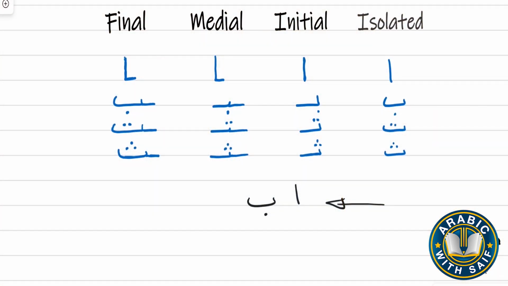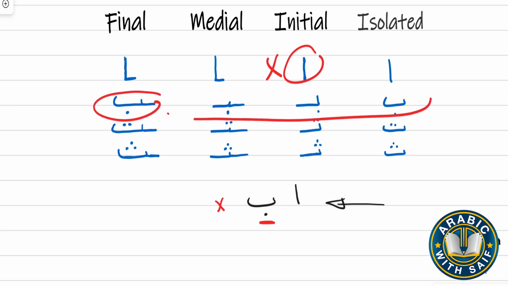Let's connect these two letters, Alif and Ba. We cannot connect them. Why? Alif, if in the beginning of a word, is not allowed to connect any letter after it. So letter Ba, final form will change to be the isolated form because it cannot be connected to letter Alif before it. And this will be the final form for this word, same as it is. Let's read it. Ab. Ab means father.